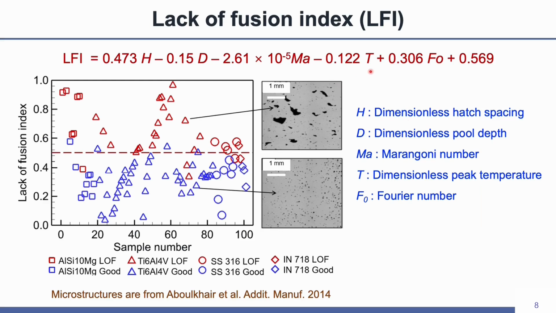Combining the influence of five mechanistic variables, we derived a lack of fusion index using linear regression based on 101 experiment data to predict the lack of fusion defect. As shown on the left, a threshold value of 0.5 can clearly separate the data into two categories, with defect and without defect. Therefore, when the five mechanistic variables are available, this index can serve as a useful indicator to predict and reduce the formation of lack of fusion before doing any experiment.